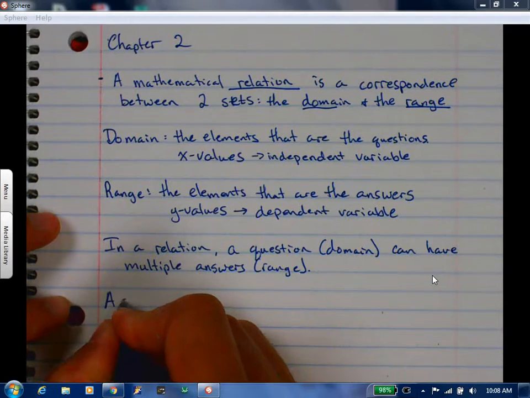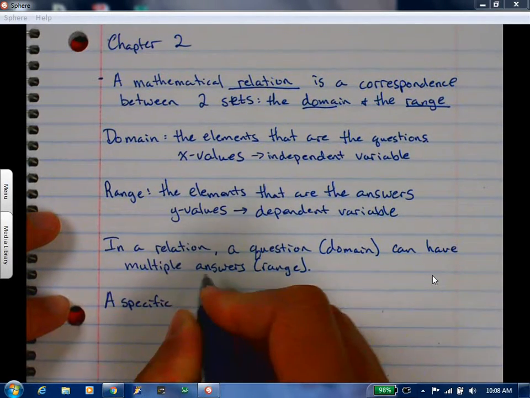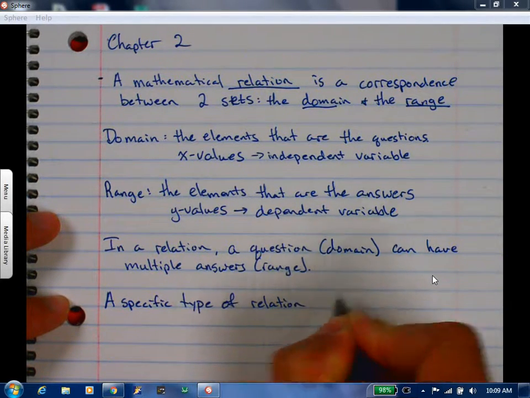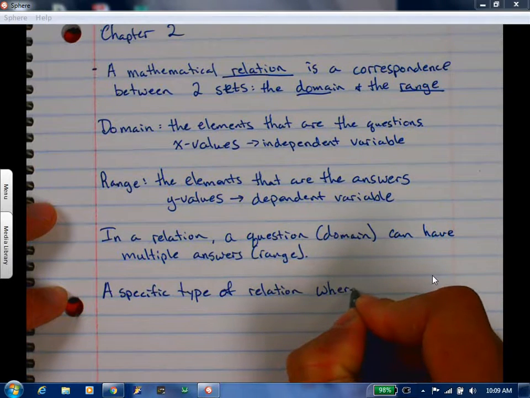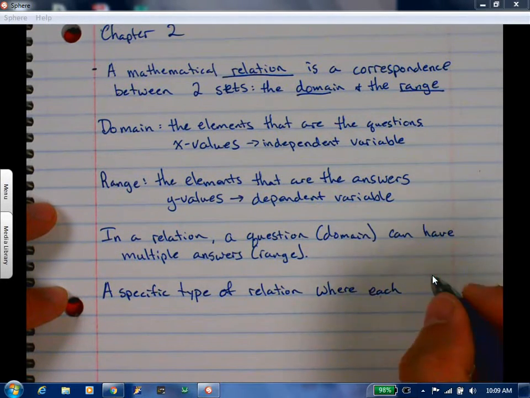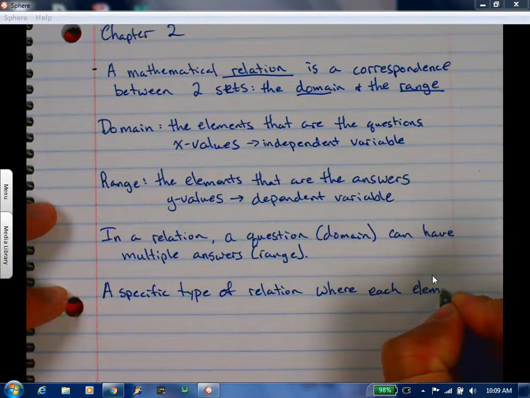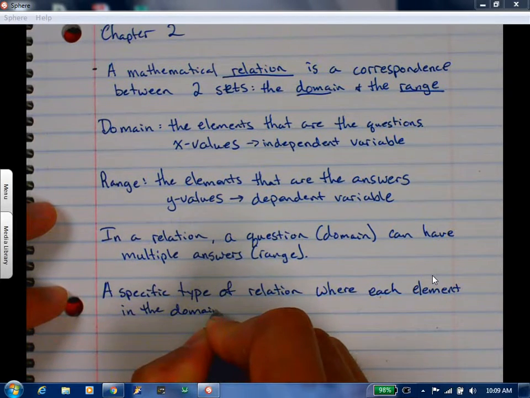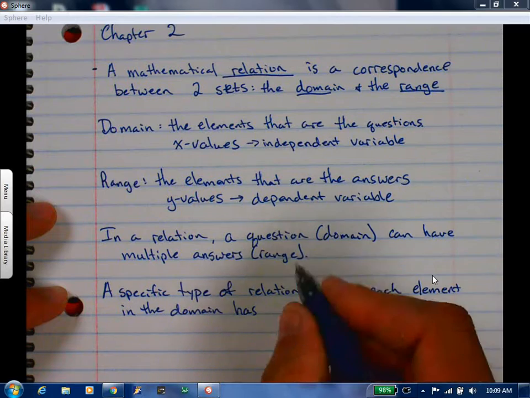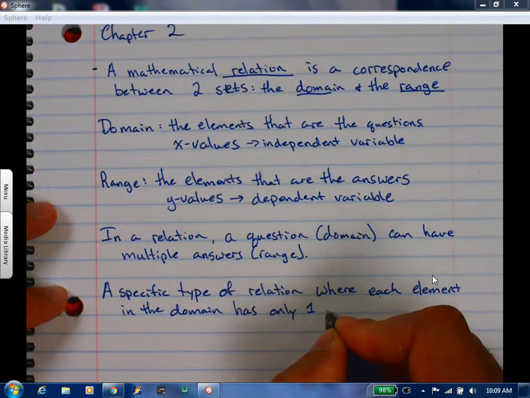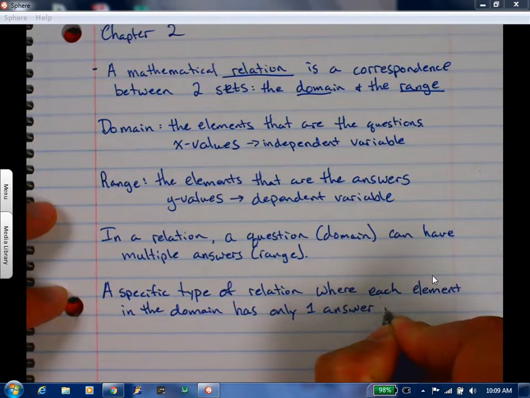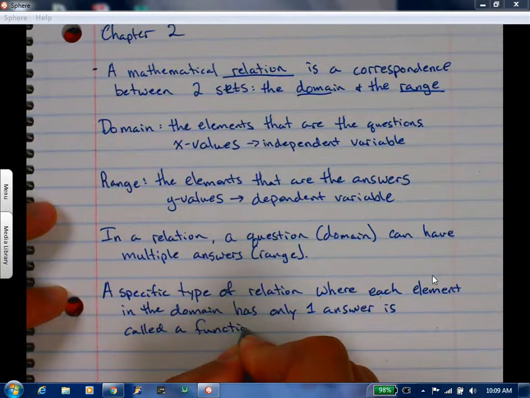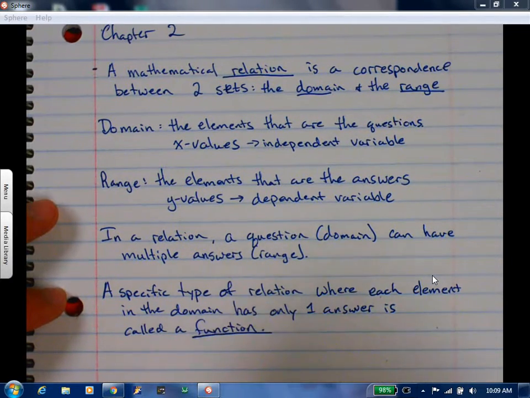We're going to say a specific type of relation where each element in the domain has only one answer is called a function. The first three letters of function are fun. So functions are fun.